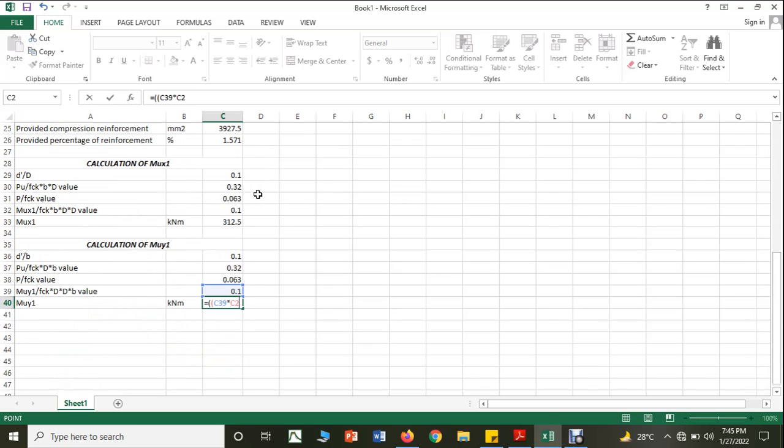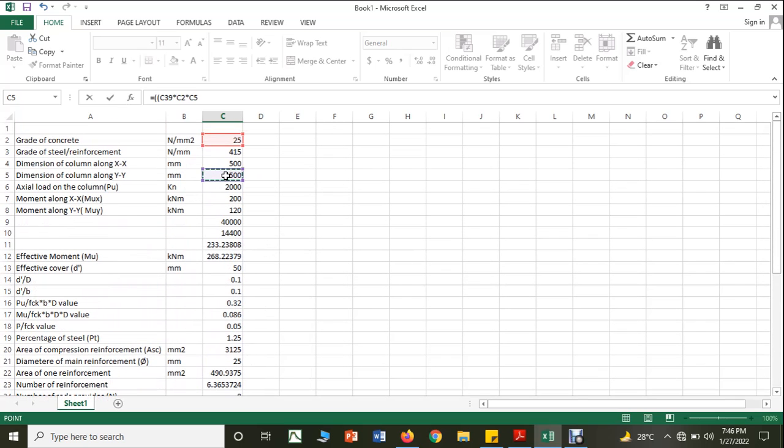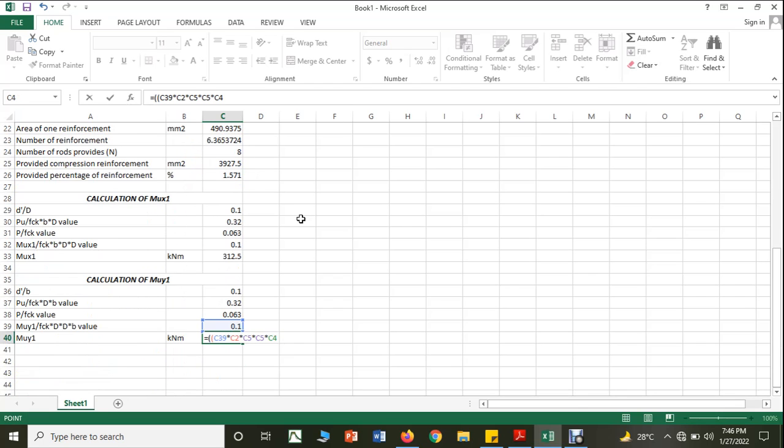25 into, so now I have to do d into this. Divided by, so that will be again 312.5. That will be again 312.5. So now I got the calculation of Mux1 and Muy1.